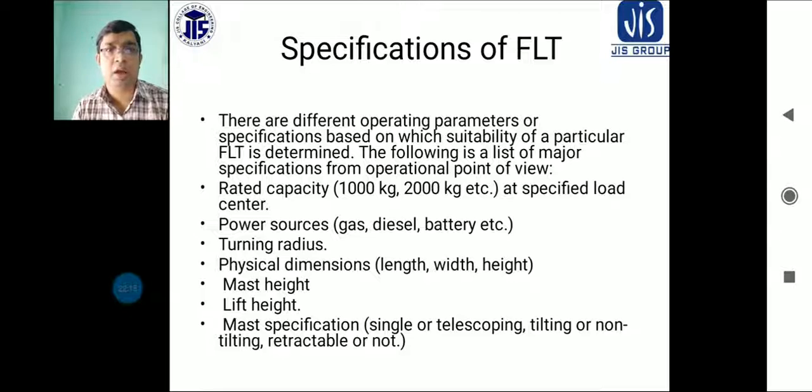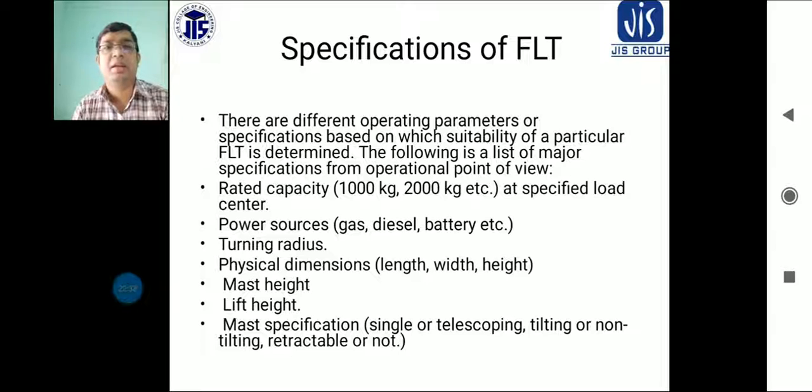And another is the power source. That means gas, diesel, battery, etc. That means which power you have to use, gaseous power, diesel power or battery power. Then you have to consider the power source, which will be indicated in the specification of forklift trucks.